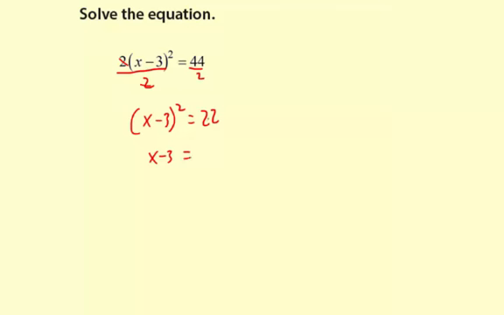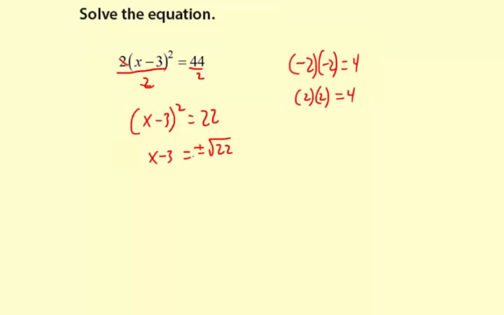Then since I'm taking the square root, I have to do that on the other side, plus or minus square root of 22. So why is it plus or minus? Well, we'll do a simple example. Negative 2 times negative 2 equals 4, and 2 times 2 equals 4. That same idea, when you're solving by square roots, you have to account for both the negative possibility and the positive one.